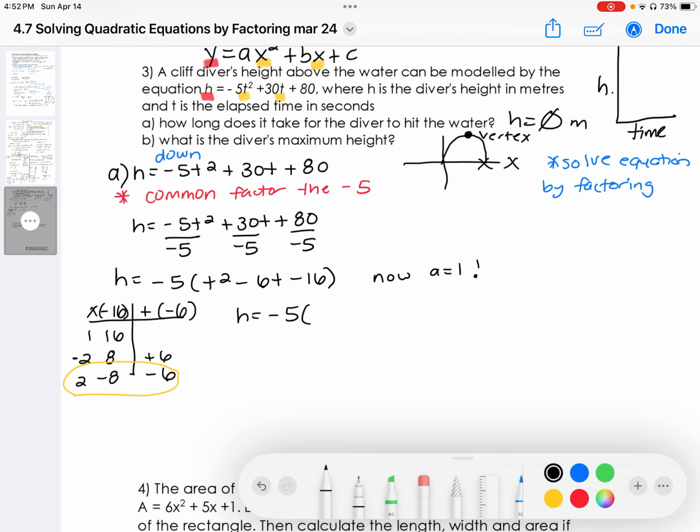So we have t plus 2 and t minus 8 as our two factors. So now we need to do the solve part. So t plus 2 equals 0, t minus 8 equals 0, minus 2 to get rid of it.